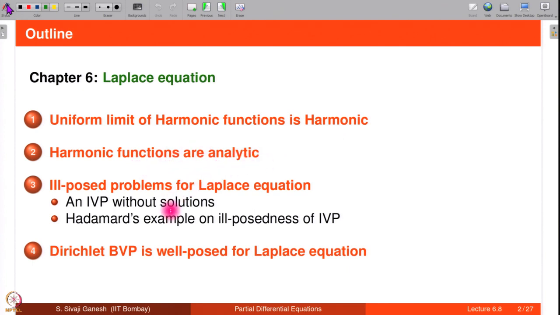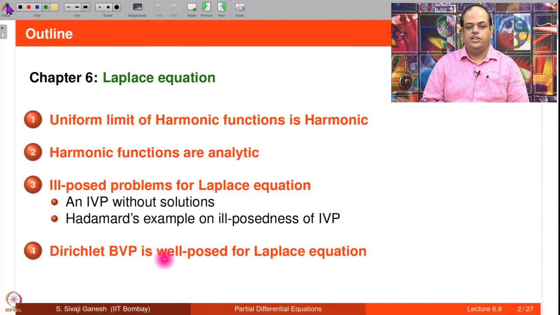Then we are going to look at two ill-posed problems for the Laplace equation. We will see one problem without solutions, and one problem where there is existence and uniqueness, but the third requirement of Hadamard fails, and thereby we get ill-posedness. So, it is an example of Hadamard. Then we show that the Dirichlet boundary value problem is well-posed for the Laplace equation.